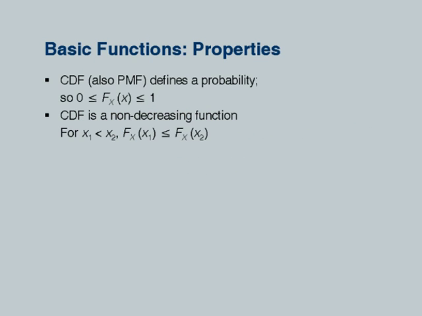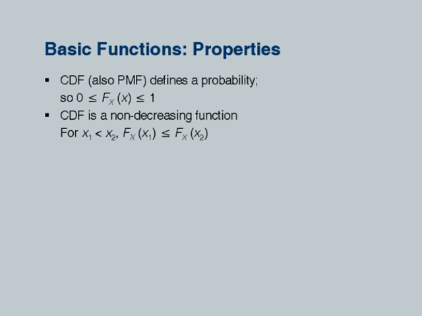Well, some basic properties of these functions. CDF and PMF define a probability. It is probability of x being something, probability of x being less than equal to something. So, you can apply the probability axioms to this. For example, the CDF of x has to be greater than equal to 0 and less than equal to 1. This comes from the axioms of probability. Also, CDF is a non-decreasing function.